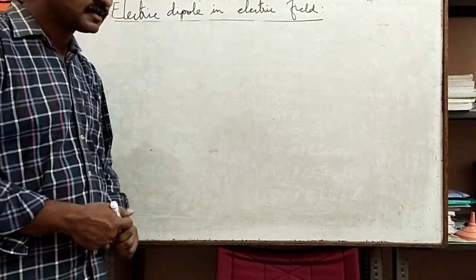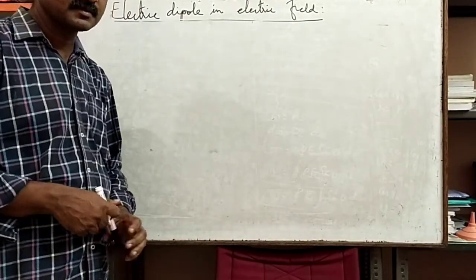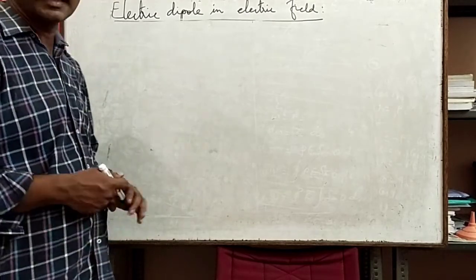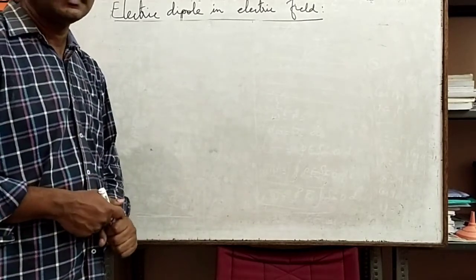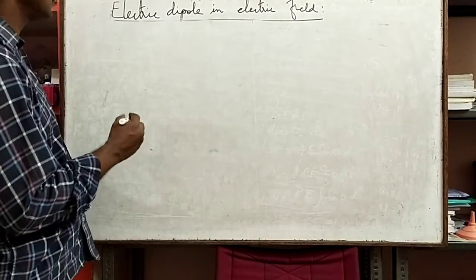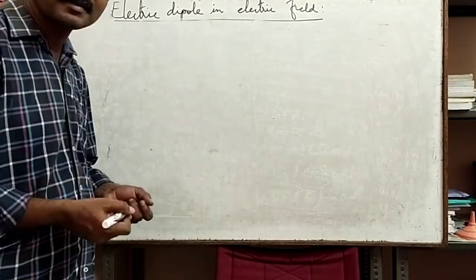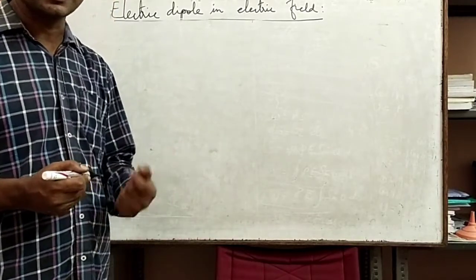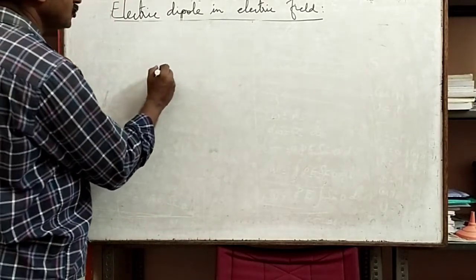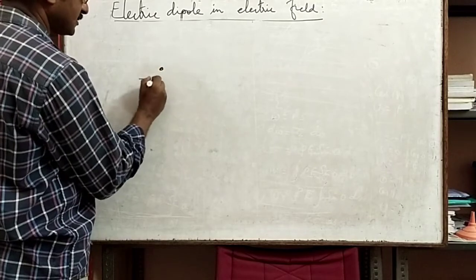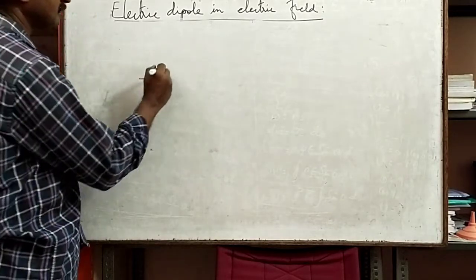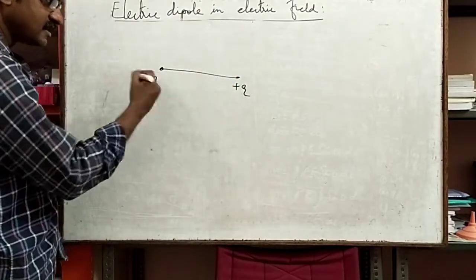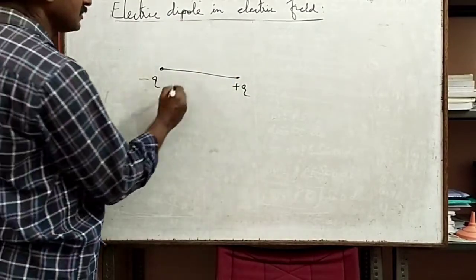Hello students, now let us discuss electric dipole in electric field. Electric dipole: two equal and opposite charges separated by a small distance constitute an electric dipole. Imagine minus q charge here and plus q charge here, two equal, unlike charges.